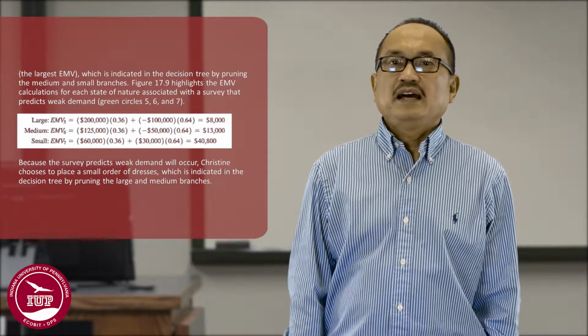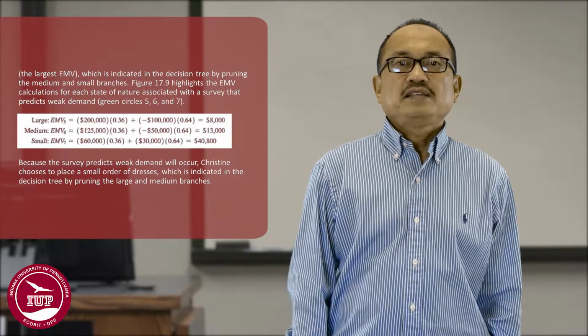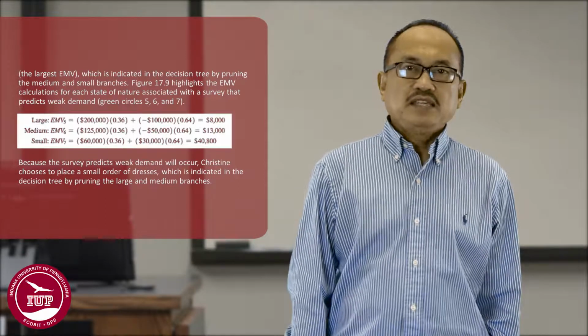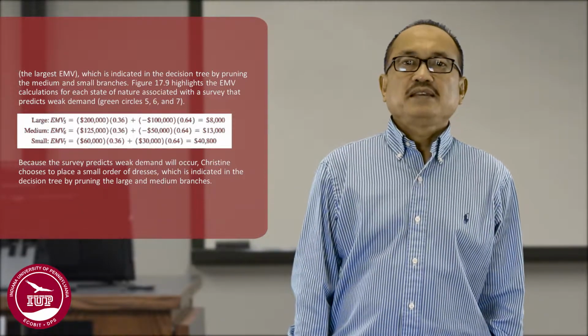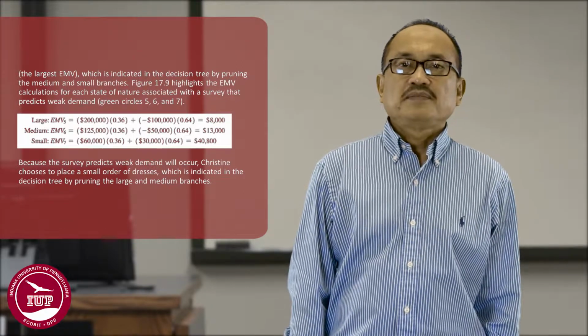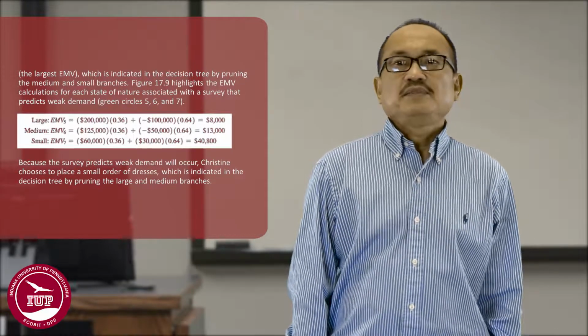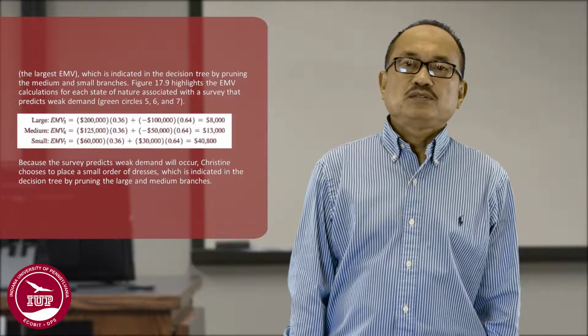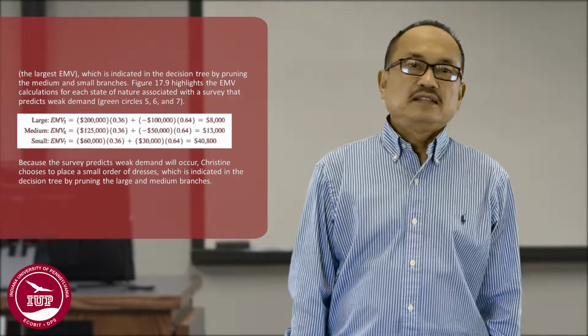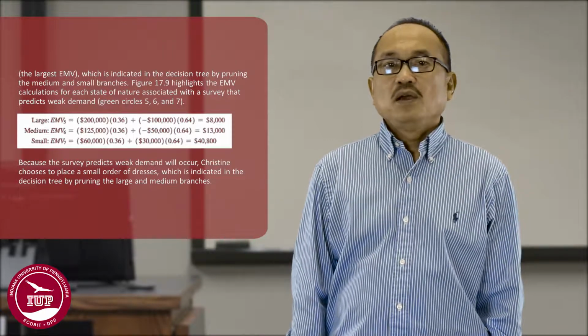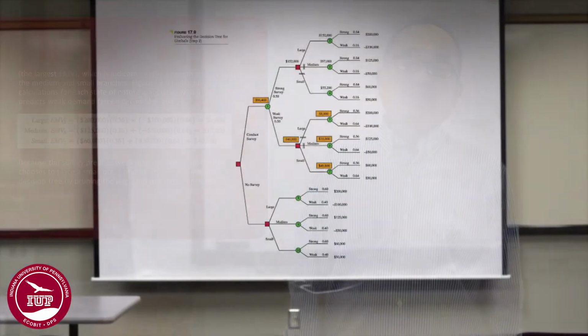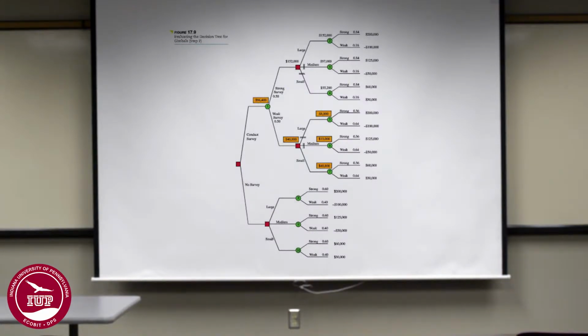Figure 17.9 highlights the EMV calculation for each state of nature associated with a survey that predicts weak demand. Green circle 5, 6, and 7. Large equal to $8,000, medium equal to $13,000, and small equal to $40,800. Because the survey predicts weak demand will occur, Christine chooses to place a small order of dresses, which is indicated in the decision tree by pruning the large and medium branches.